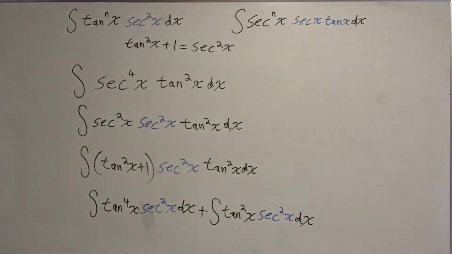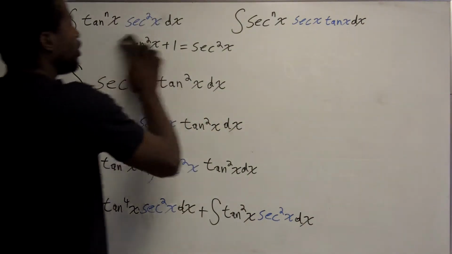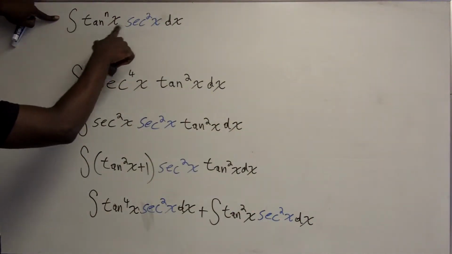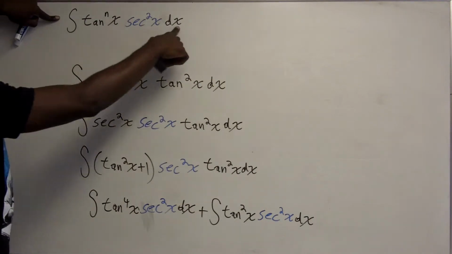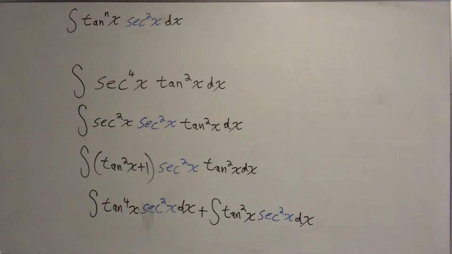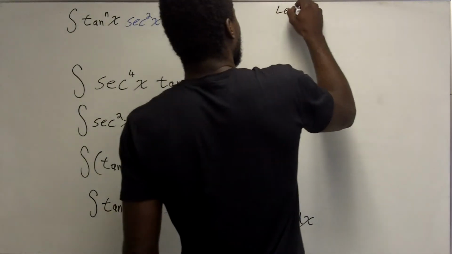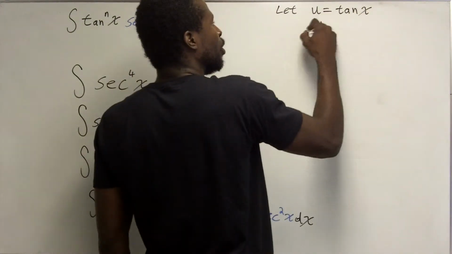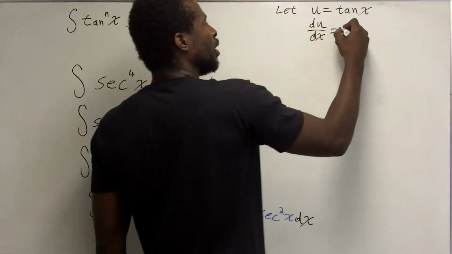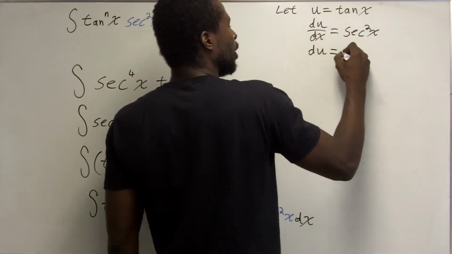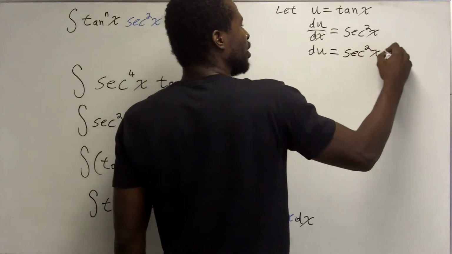Okay, so now if you notice, I have two integrals that look exactly like this. Tangent to a power of x times the du, which is the secant squared of x dx. Tangent to a power times du. Tangent to a power times du. So I'm ready to do my u substitution. They both look exactly like that. So if I let u equal the tangent of x, that means that the derivative of u with respect to x, du dx, is equal to the secant squared of x. So that means du is the secant squared of x dx.